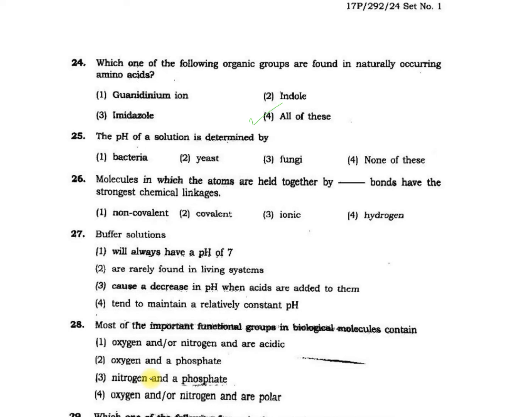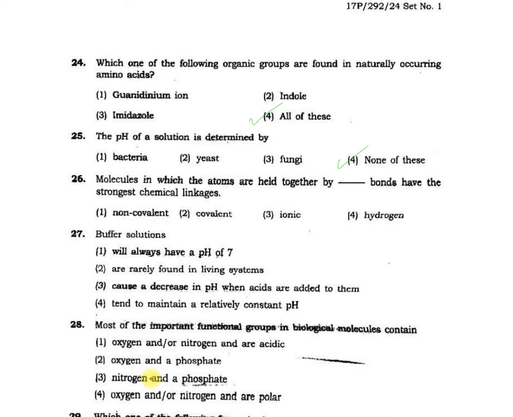Question number 25. The pH of a solution is determined by 1. Bacteria, 2. Yeast, 3. Fungi, 4. None of these. Here the option is the none of these. The pH of a solution is determined by the apparatus known as the pH meter using the electrodes.